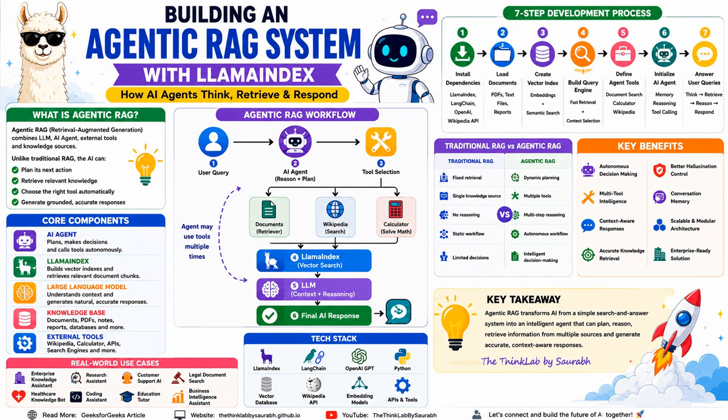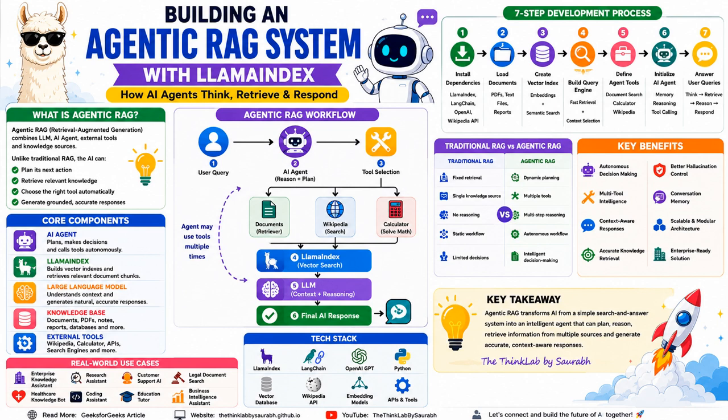How does agentic RAG work? Let's understand the workflow step by step. It always starts with a user question. For example, compare GPT-4 and Claude and calculate the price differences. The AI agent first reads the query. Instead of immediately answering, it begins reasoning. It asks itself, what information do I need? Which tool should I use? Should I search the document? Should I search Wikipedia? Do I need a calculator? Based on the reasoning, the agent selects the appropriate tools automatically. This ability to choose the tool dynamically is what makes agentic AI so powerful, right?